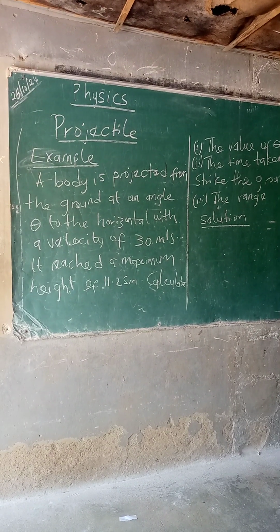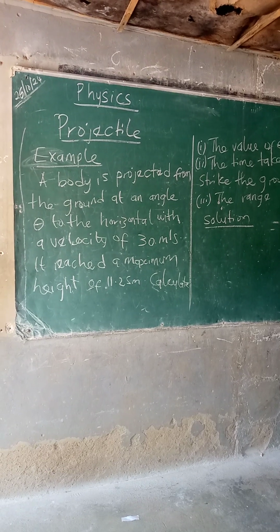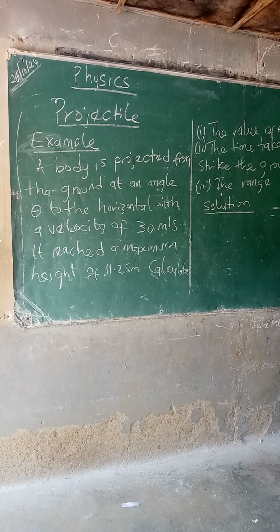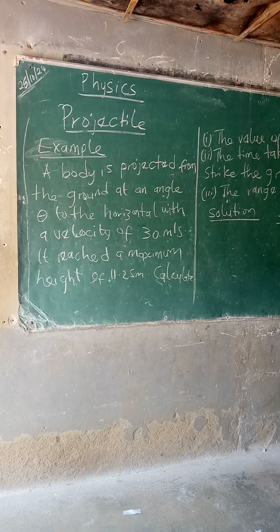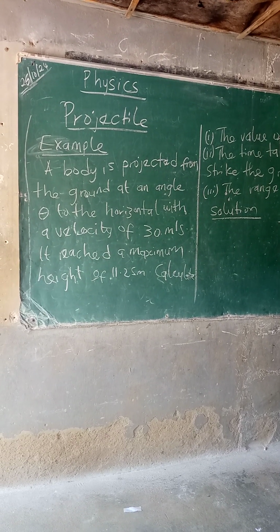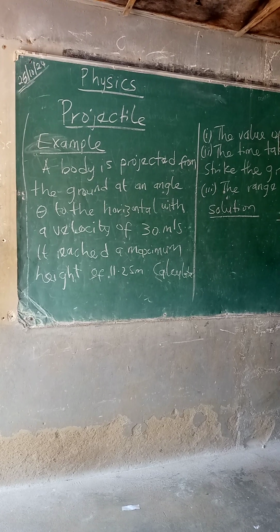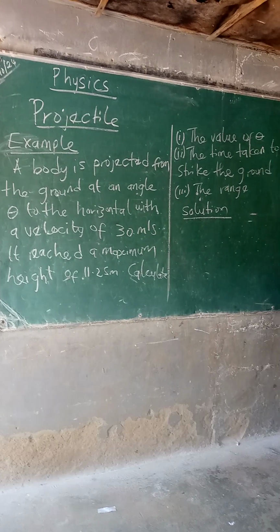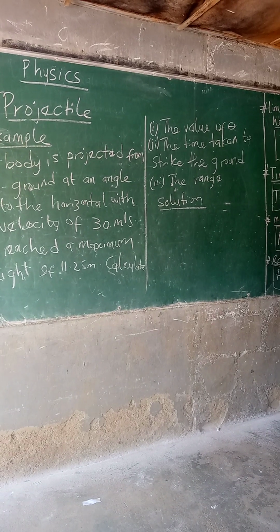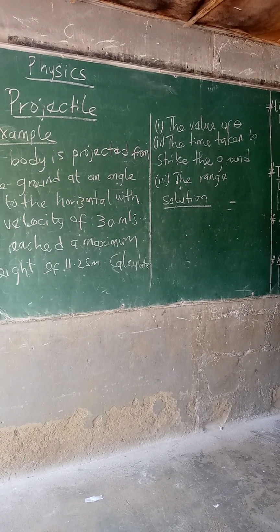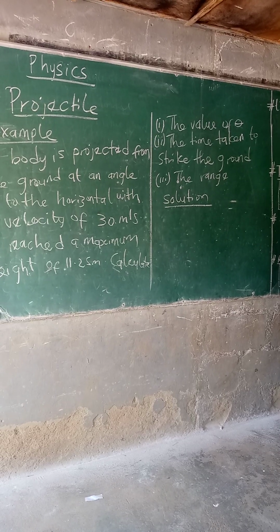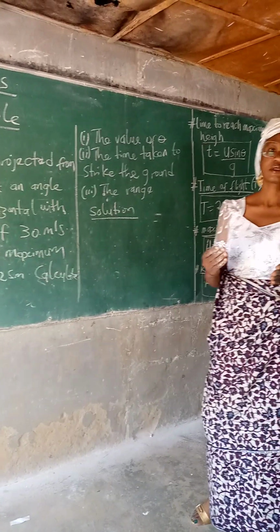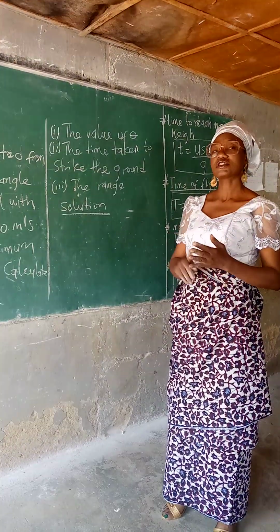This problem: A body is projected from the ground at an angle theta to the horizontal with a velocity of 30 meters per second. It reached a maximum height of 11.25 meters. Calculate the value of theta. 2. The time taken to strike the ground. 3. The range.